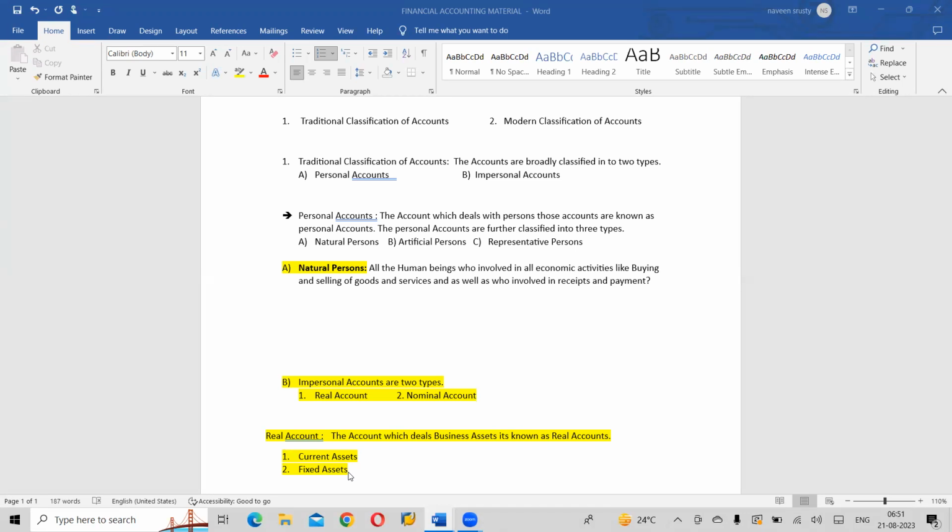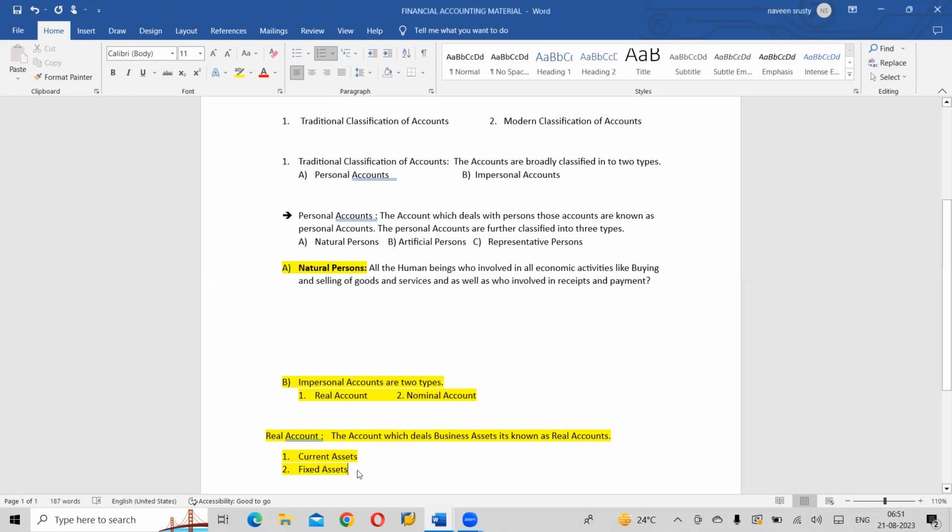Like your buildings and land. Whenever we purchase a building, or rent a building: renting a building is an expense, purchasing a building is an asset. Why? At the time of purchase of a building, we won't purchase with the intention of selling within a year. We want to use it for a longer period.